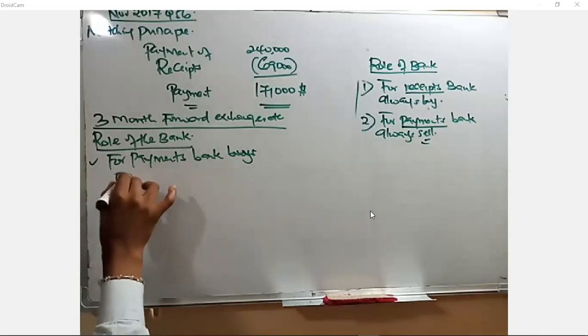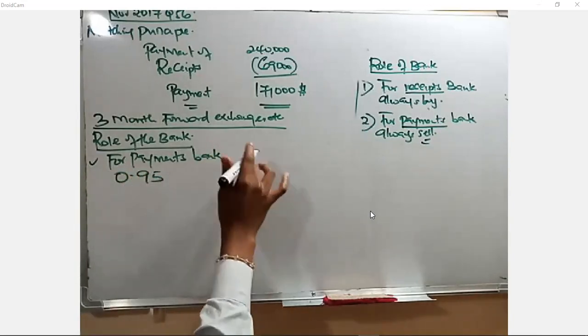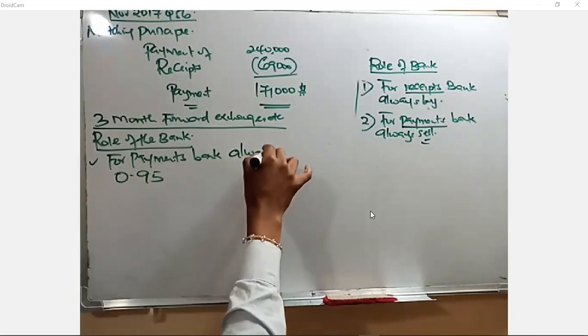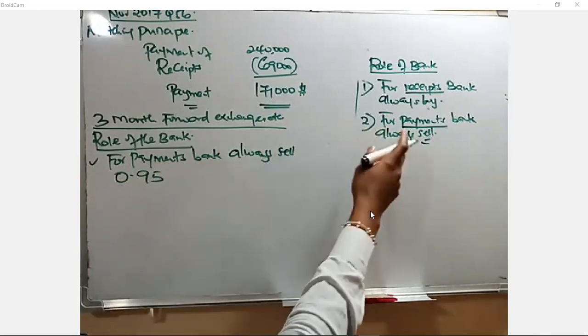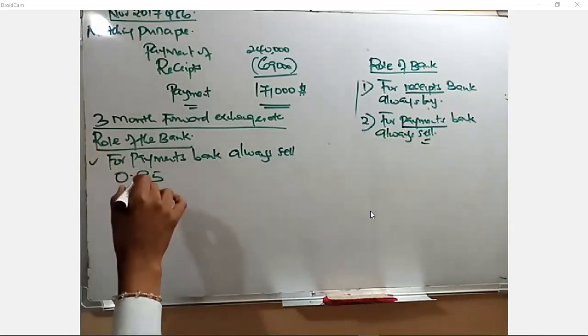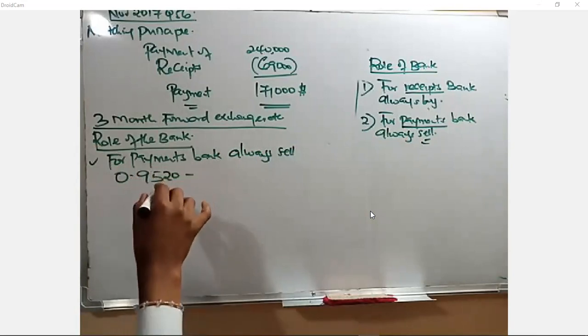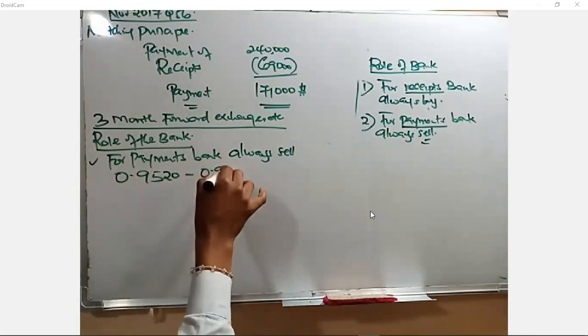I'm going to pay 0.95, right? The bank will always sell, sorry. The bank will always sell. That is what we have said here under the rules. So the examiner has given you the exchange rate is 0.9520, right? 0.9525.